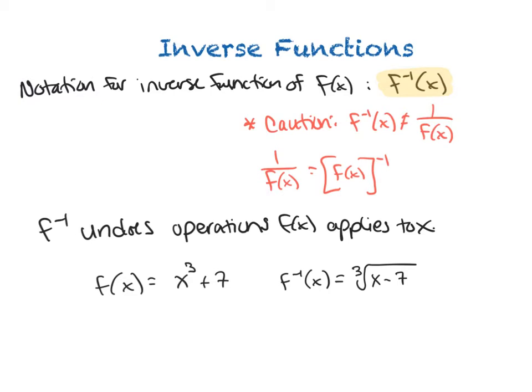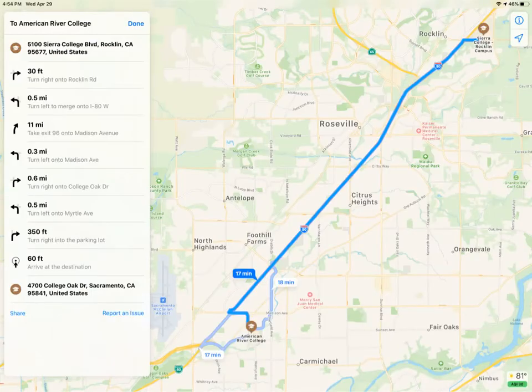Let me show you a broader application. Here I have directions traveling from Sierra College in the Rocklin campus to American River College. I did this on my iPad, which looks just like it does on my phone. So I'm traveling from Sierra College in Rocklin to American River College, and it tells me to leave Sierra College and turn right in 30 feet and then turn left in half a mile and so on and so forth until I arrive at American River College.